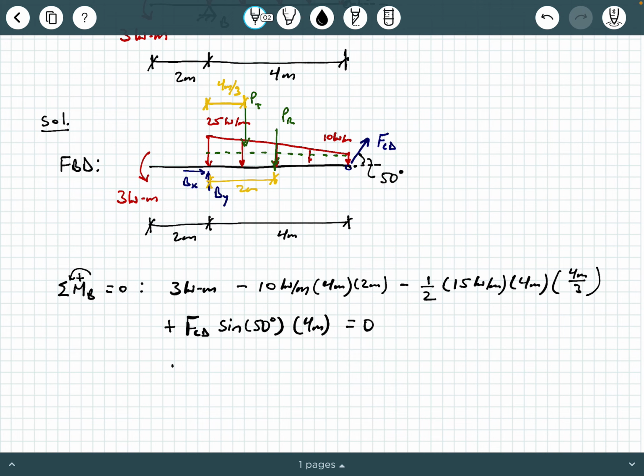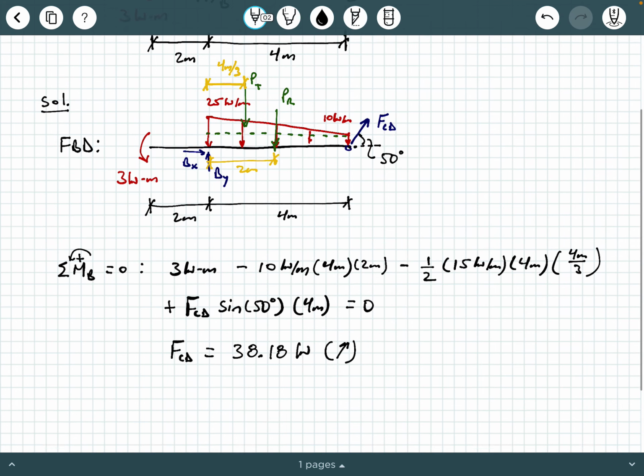And we can do some rearranging and solve for FCD and get a positive 38.18 kilonewtons. And the positive means that FCD is pointing in the direction that we assumed in the free body diagram, which is up and to the right. And that's why I put that up to the right vector symbol near my answer. So that's part of my answer.